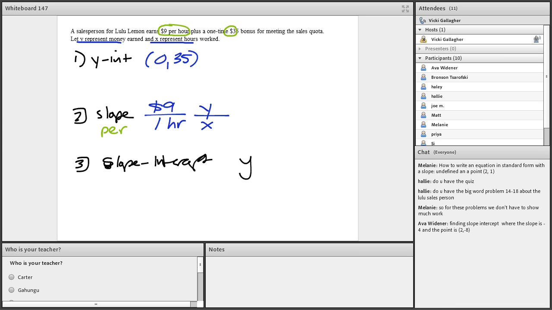And so that's just y equals my slope, which is 9x, and then plus 35. And so that's the equation that I would want to graph.